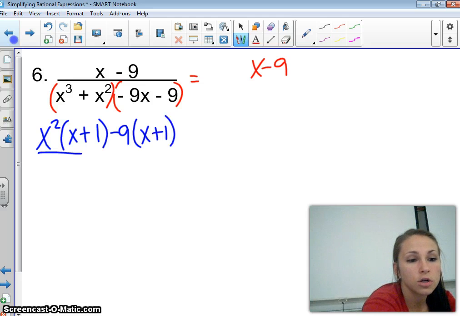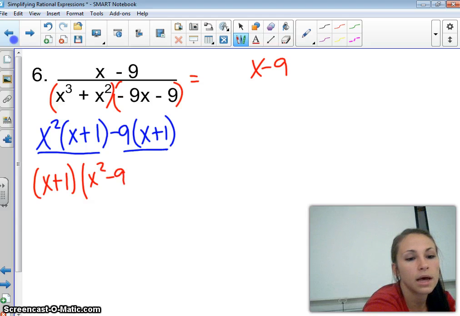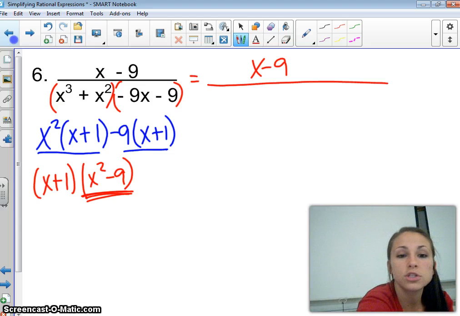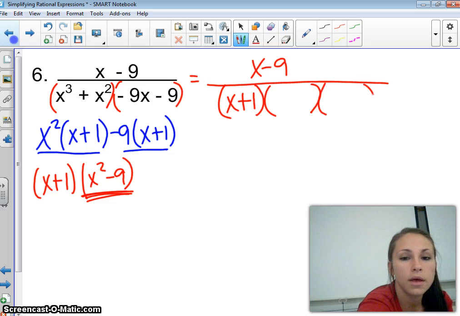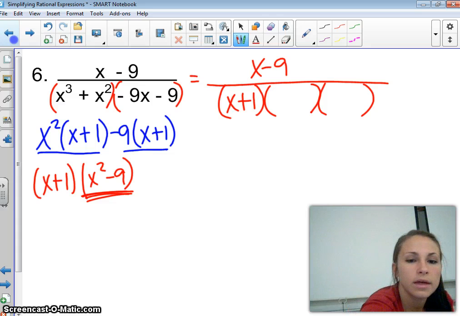So then, here's my first term, here's my second term. They have in common the x plus 1. So when I factor that out, it'll leave me with x squared minus 9. Now, once I do that, I can see that I'm still left with a difference of two squares. So I can factor that one more time. So this is going to be x plus 1 in the top. And then I'm going to go ahead and factor the x squared minus 9. That's going to end up being x plus 3 and x minus 3.